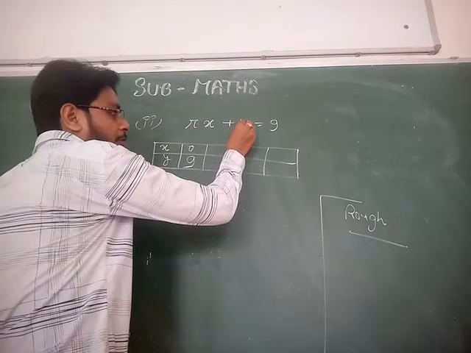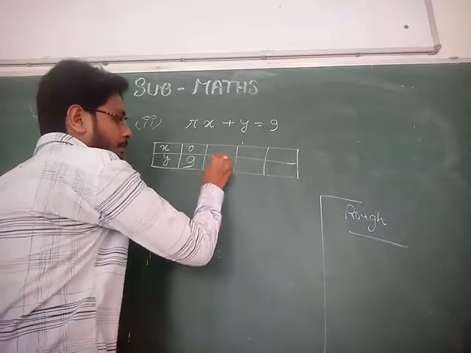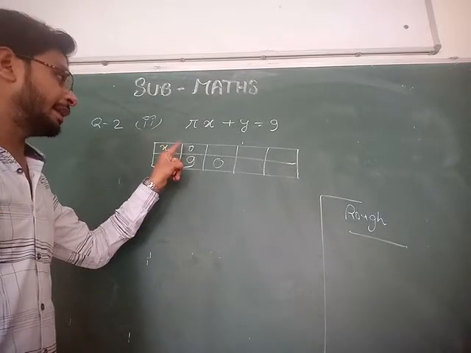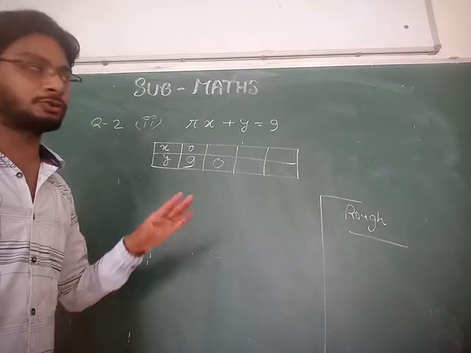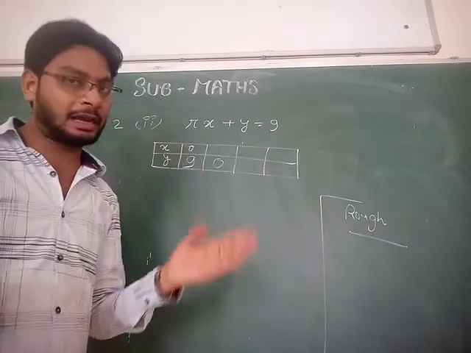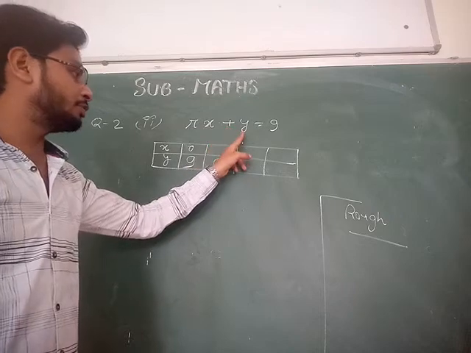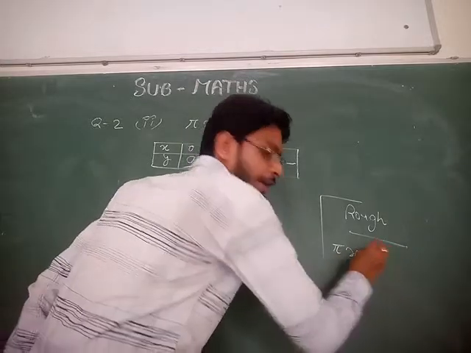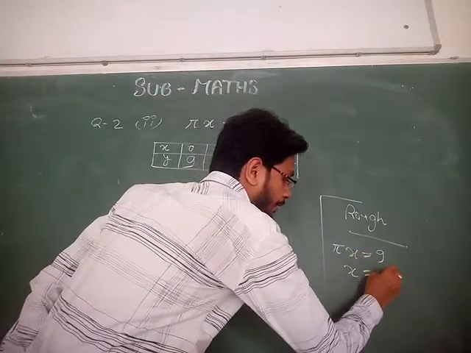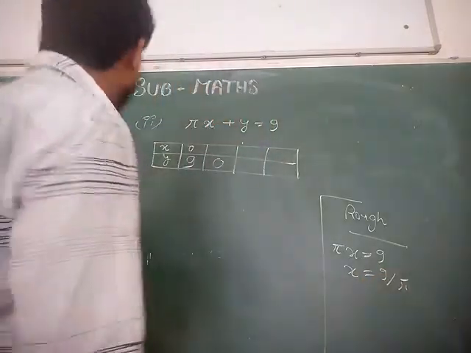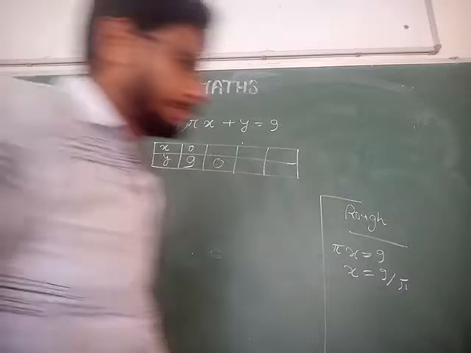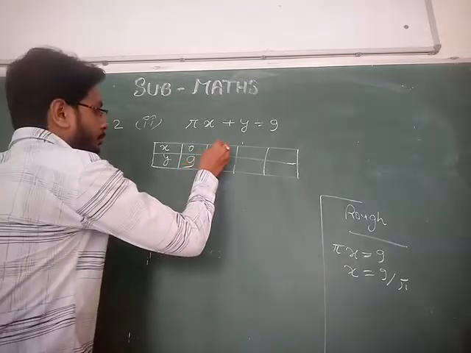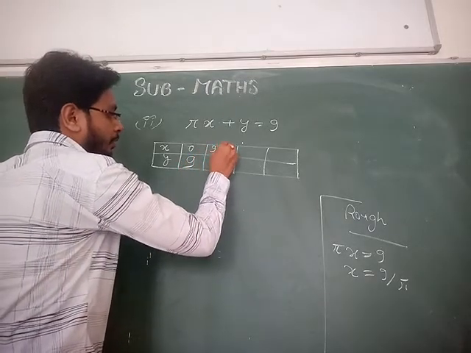Next, put the value of y equal to 0. Whenever you find solutions, first put x equal to 0 once and y equal to 0 once, and you get two values very easily without any calculation. When you put y equal to 0, then you will get pi x equal to 9, then x equal to 9 upon pi. That will be the answer. So x will be 9 upon pi.